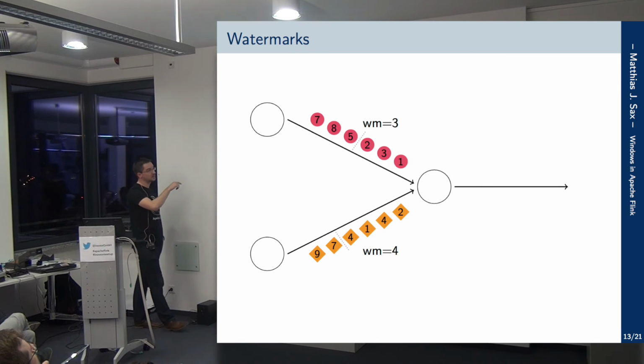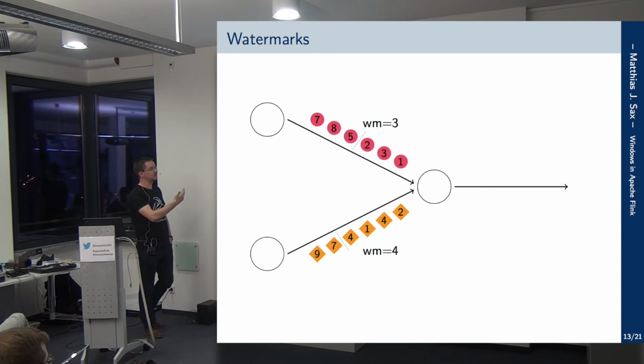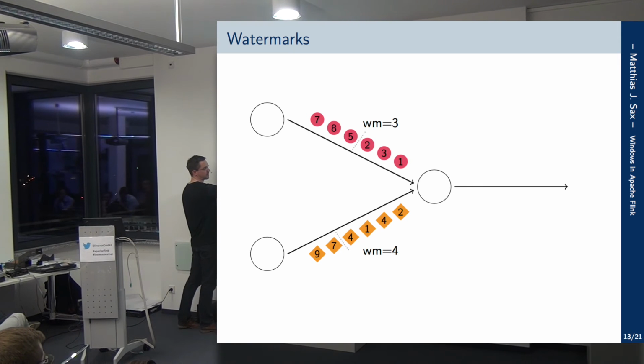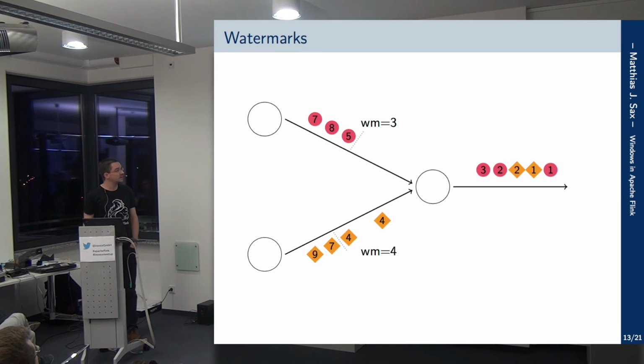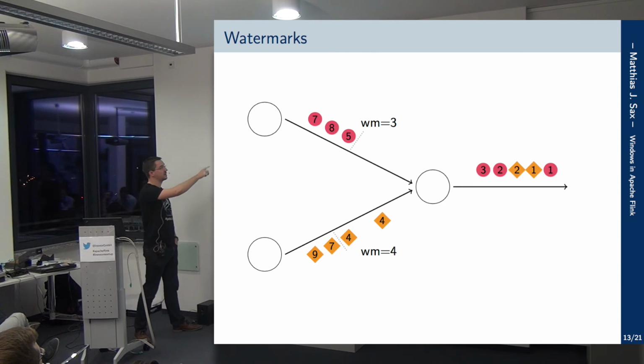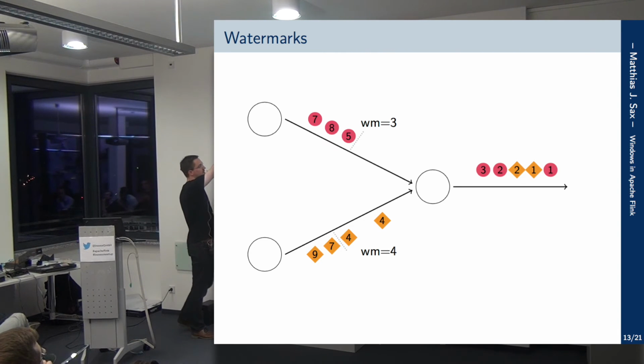And now the system can deal with the data, because it knows if it sees this watermark, there cannot be a tuple with a timestamp smaller than 4. And over here it sees from this stream there can be no tuple with a timestamp smaller than 3. So now it can say, okay, I process all tuples with timestamp 1, 2, and 3. Because the watermark up there guarantees that there will be no timestamp with 3, and this is a larger timestamp.